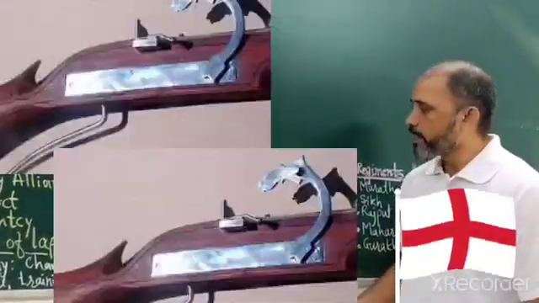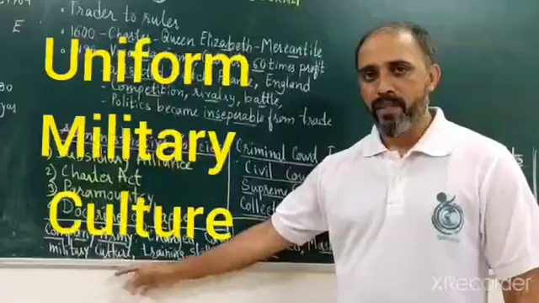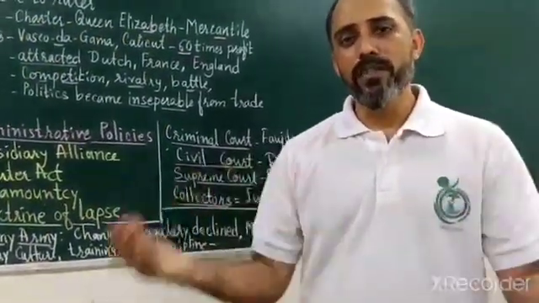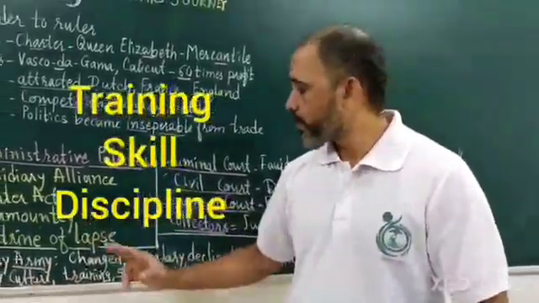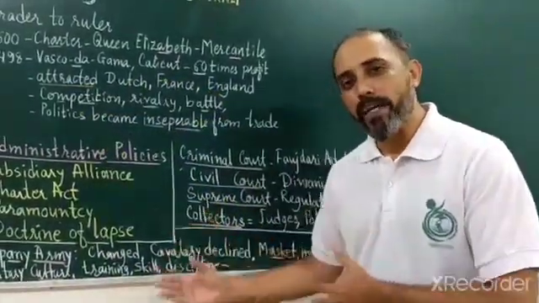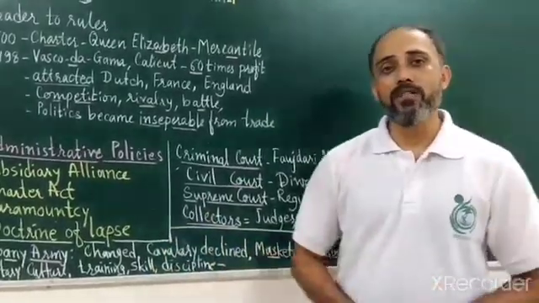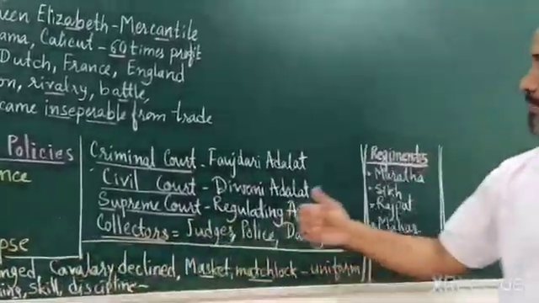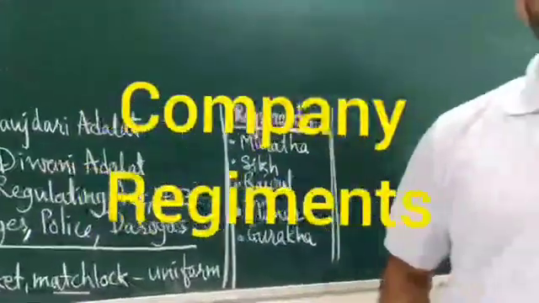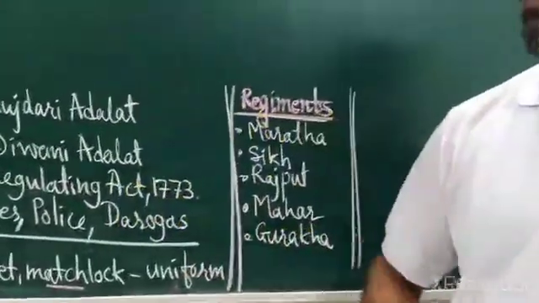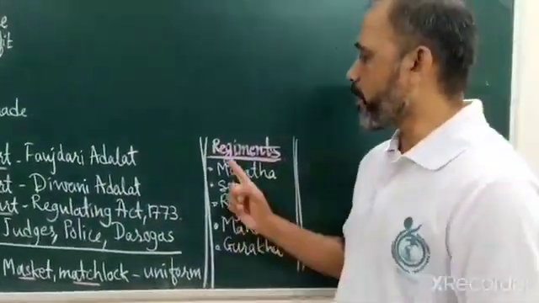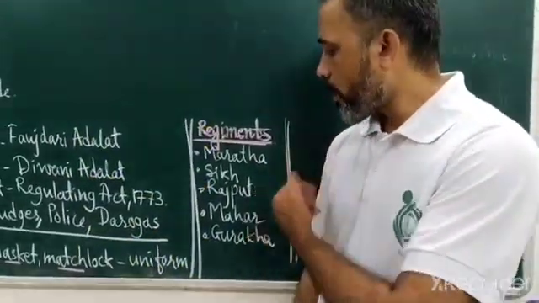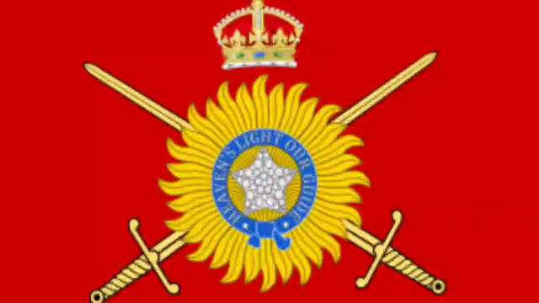Along with this there was a uniform military culture brought in. What is that military culture? The soldiers from different regiments were given compulsory training. They were provided with different skills, and discipline was an integral part of this training program. Whenever the British set up their army, they had some regiments: the Maratha regiment, the Sikh regiment, the Rajput regiment, Mahar regiment, Gurkha regiment, and so many.